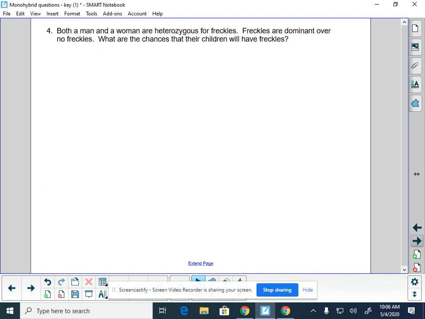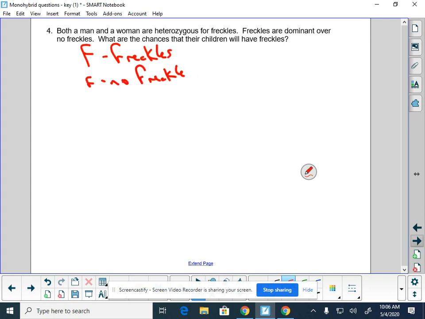Next question. Both a man and woman are heterozygous for freckles. Freckles are dominant over no freckles. So big F for freckles. You can pick whatever letter you want. Little f for no freckles. Both of them are heterozygous, so they're both big F little f times big F little f. What are the chances their children will have freckles?